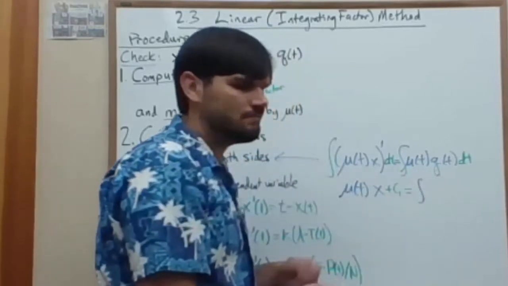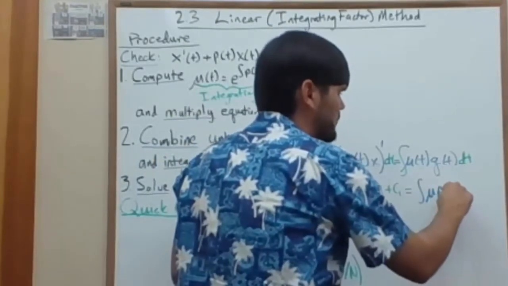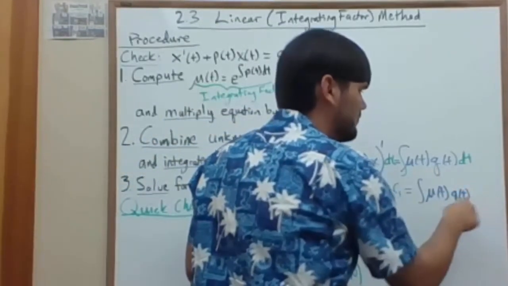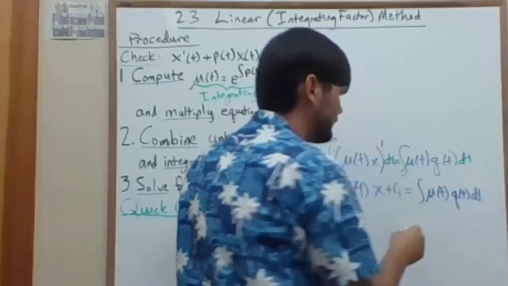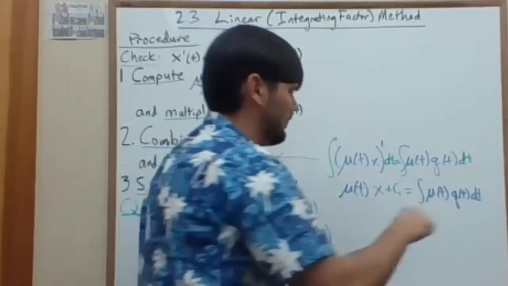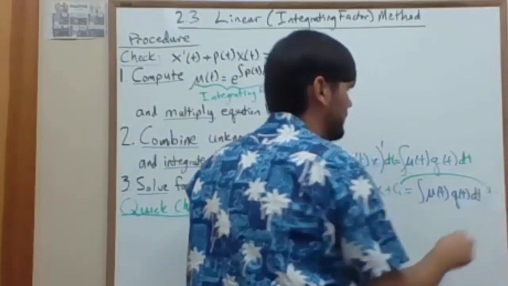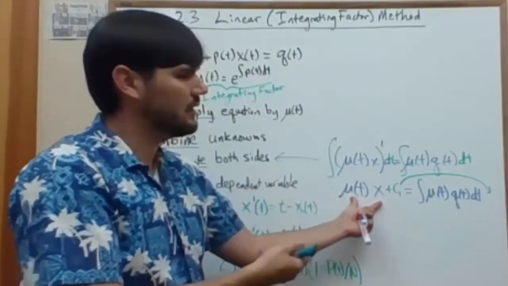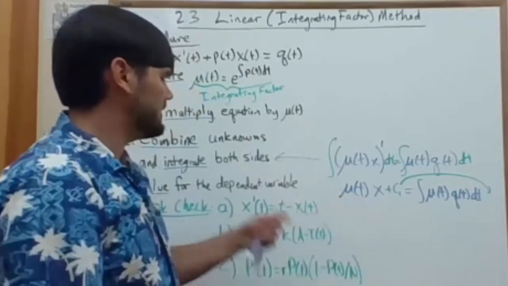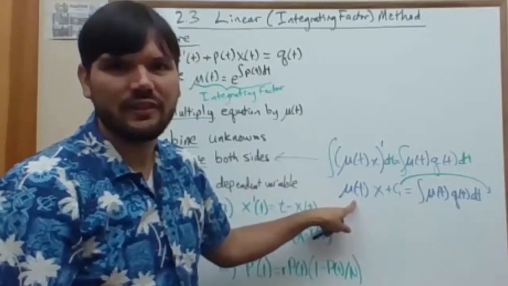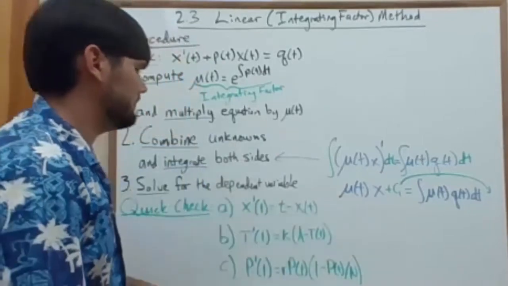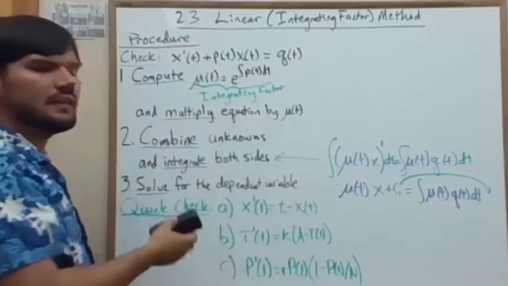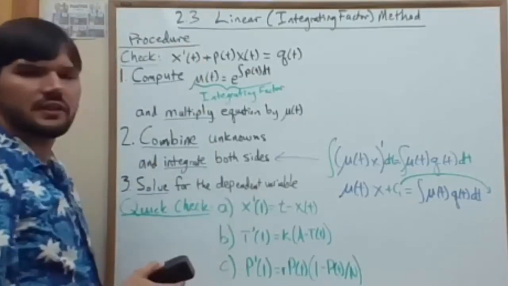Now, this right-hand integral is where most of the work is and may create some difficulty. But if we can complete that integral, we can solve for mu of t times x. This is all the unknown terms we have here. And then to finally solve for x, we divide by the integrating factor mu of t. Okay, so that is a procedure for using the linear method.